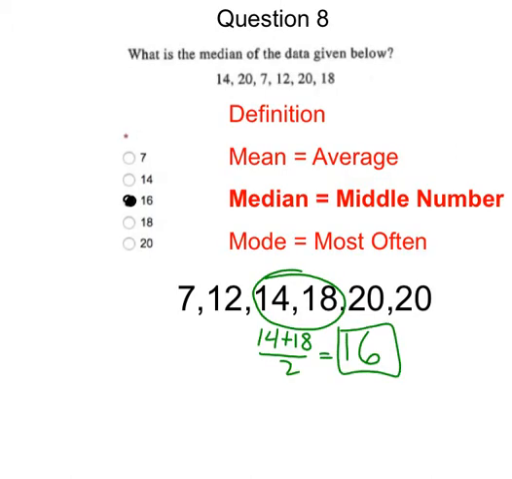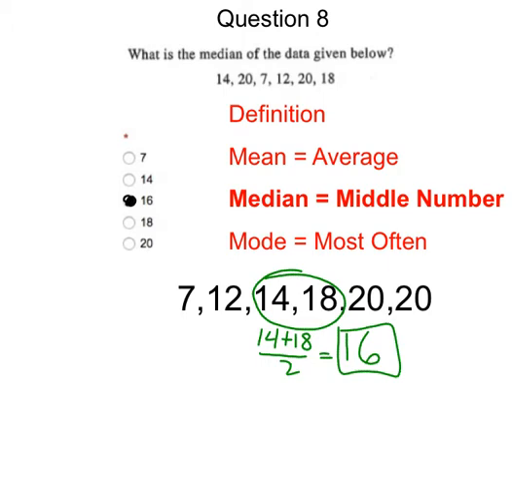Question number 8, we need to know the definition of median, and they asked about the median, not the mean or the mode. Mean is your average. Mode is most often, so in this case that would be 20. But median is the middle number, and by middle number it means you line everything up. So in this case 7, 12, 14, 18, 20, 20. I'm lining them up in ascending order, and we're looking for the one that's in the middle.